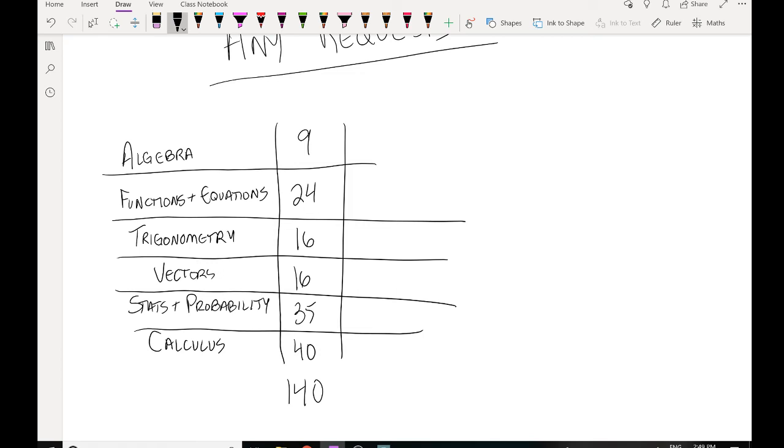So algebra is not a lot. It's basically 6% of the course. Functions is 17% roughly. This would be about 11.5%, 11.5. I'm sure I'm going to end up with a slight rounding error by the end of this.